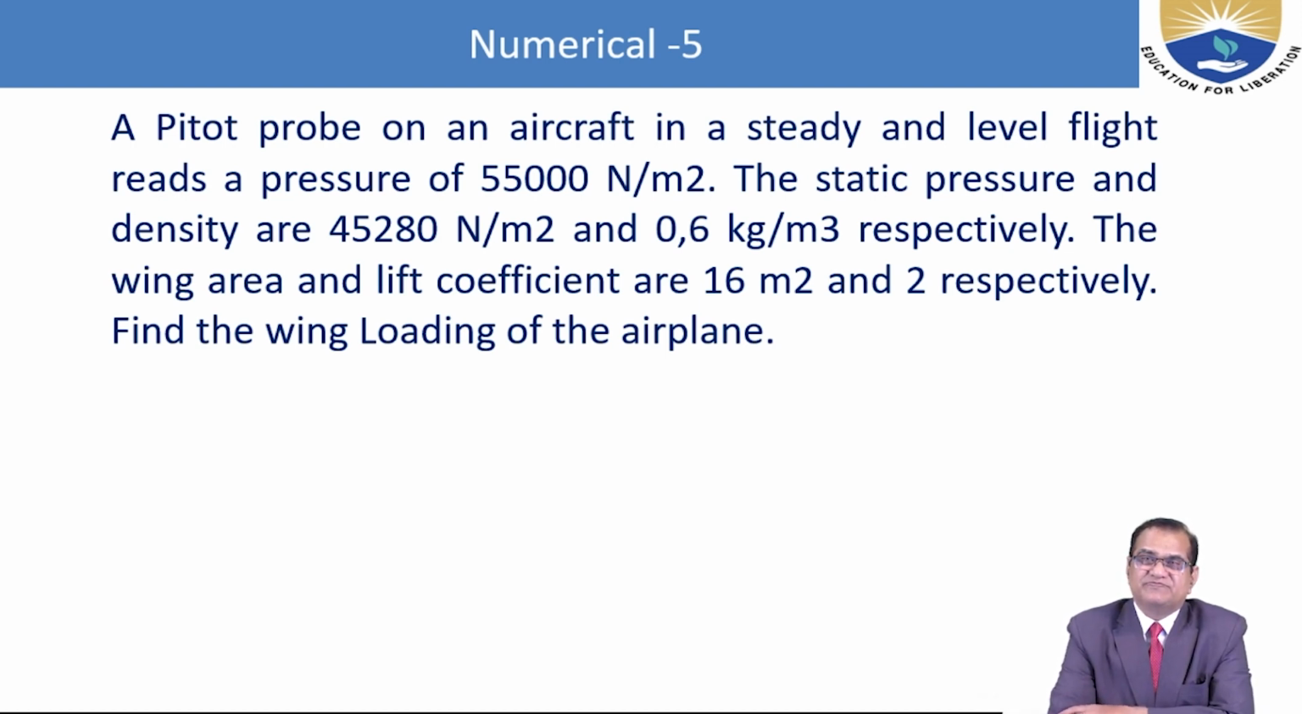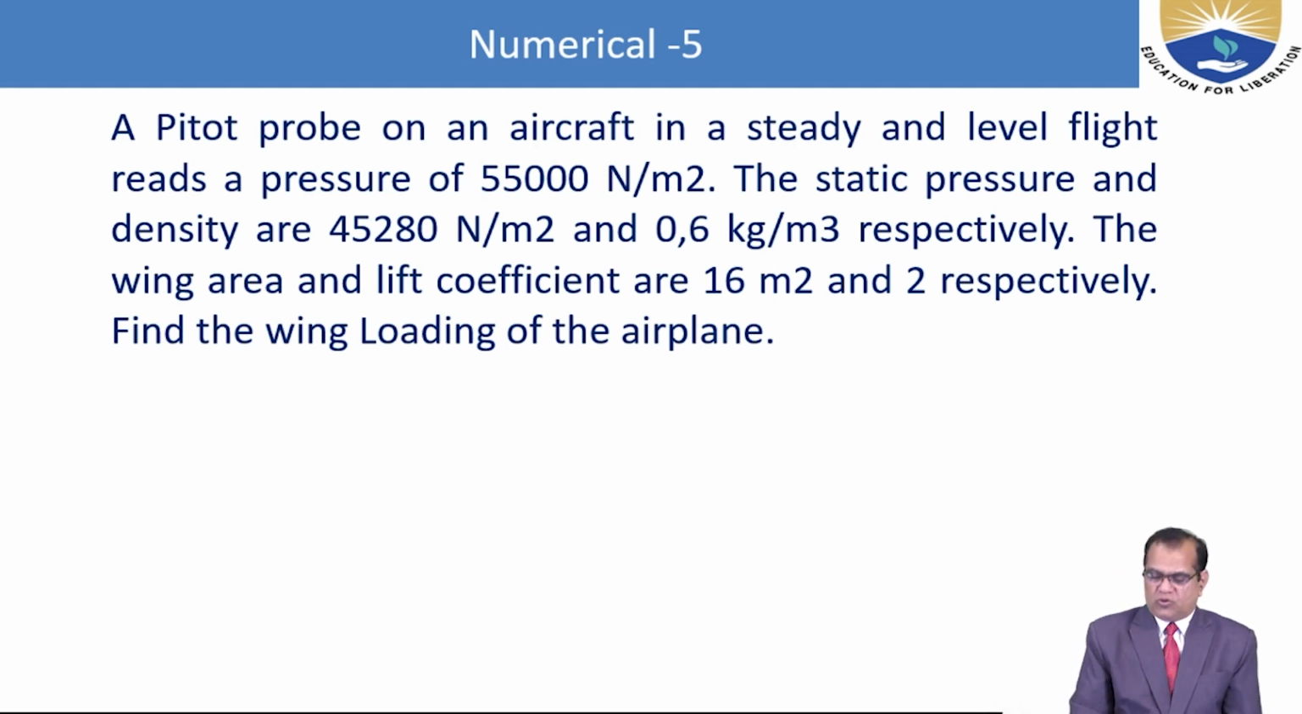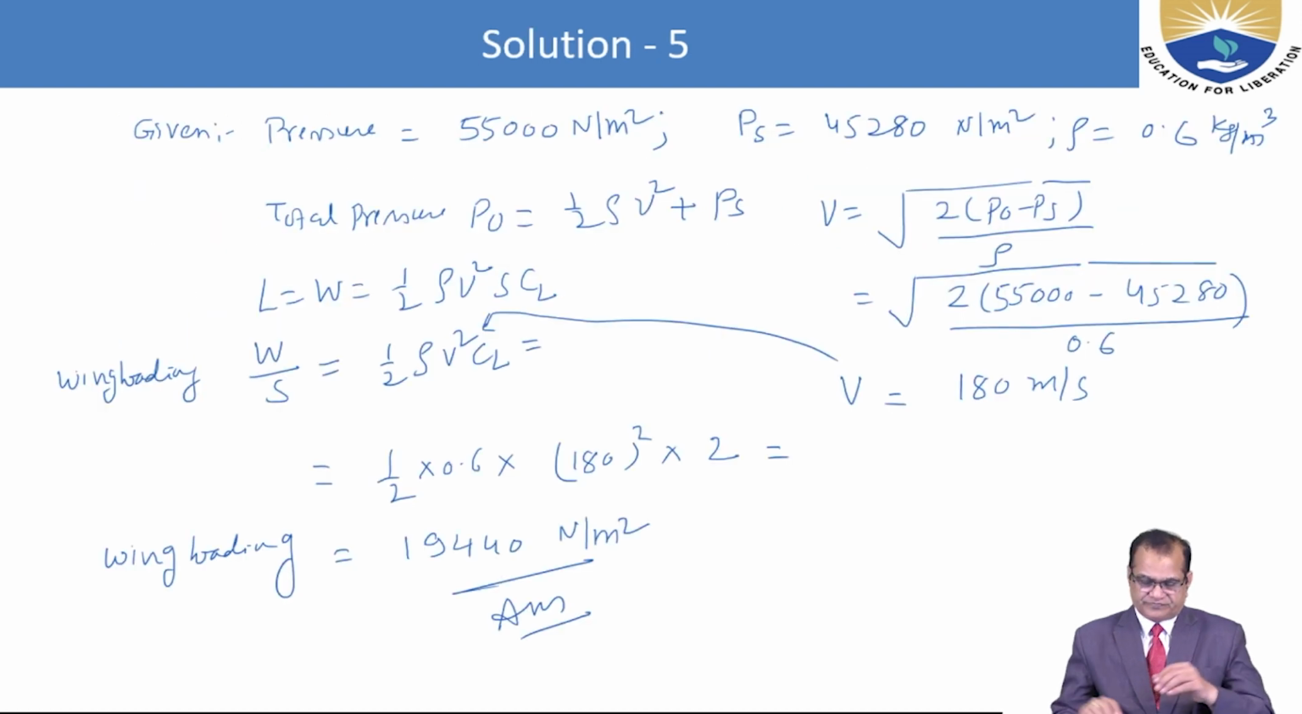So if you see here, the pressure given at steady and level flight is 55,000 Newton per meter square. Static pressure is given as 45,280 Newton per meter square and the density is 0.6 kg per meter cube. The wing area S is given and the CL is 2. So we have to find out the wing loading of this aircraft.